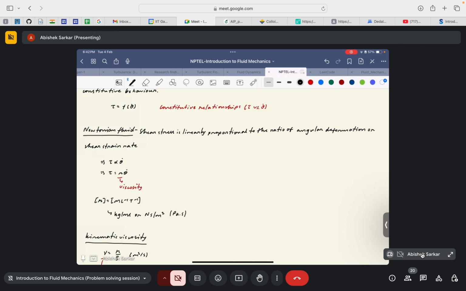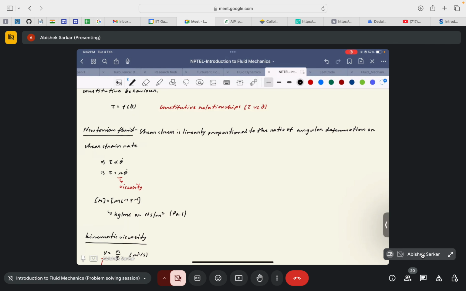Okay, but in the case of dynamic viscosity, the units of dynamic viscosity are mass into L inverse into T inverse, length scale inverse into time inverse. It will basically be mass, the unit of mass is kg, divided by length, meter, and second. So kg per meter second is the unit. Or in other words, it is Newton second per meter square, or Pascal second. These are the units of the dynamic viscosity.